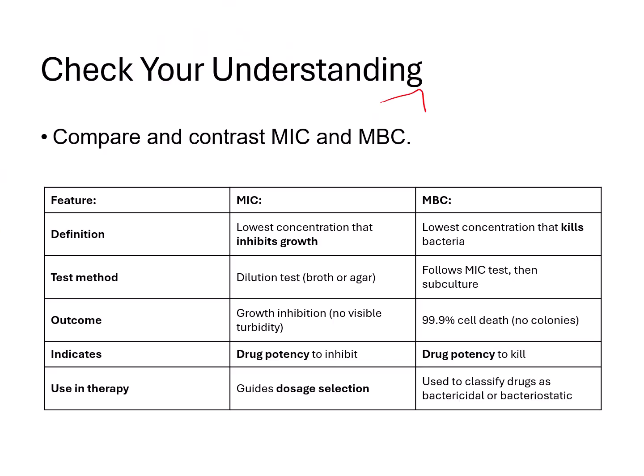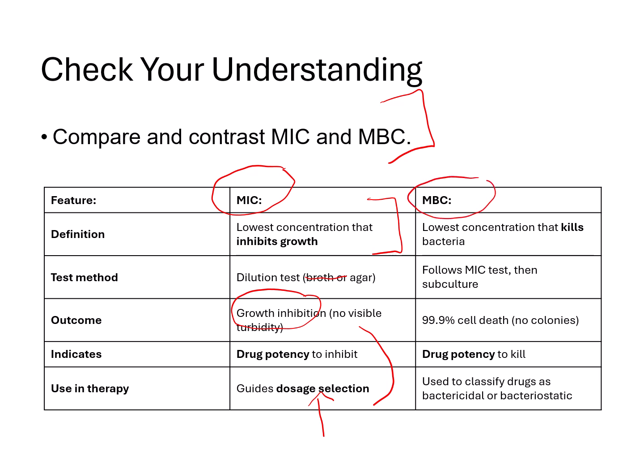Our next checkpoint again asks us to review and compare and contrast minimum inhibitory concentration versus minimum bactericidal concentration. So the MIC is the lowest concentration of a drug that inhibits bacterial growth, and we determine that using a dilution test. This tells us how much of the drug is needed to stop bacterial replication or growth, but not necessarily to kill the bacteria. That means that the culture might still have living cells, but they're not growing. And this is used to guide dosing. A lower MIC means the organism is more sensitive to the drug.